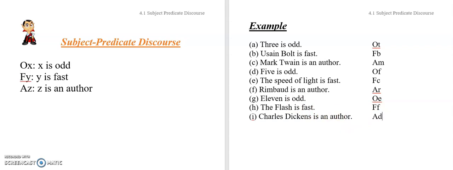Again, just as we did with propositional symbolizations, even sentences that are false get symbolized the same way. So if I said 10 is odd, let's just use N for 10. It would still get symbolized ON. That says 10 is odd. It's just that it's false. So they get symbolized the same way. It's not like you change how you symbolize based on whether the sentence is true or false.